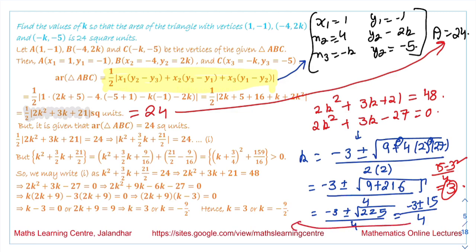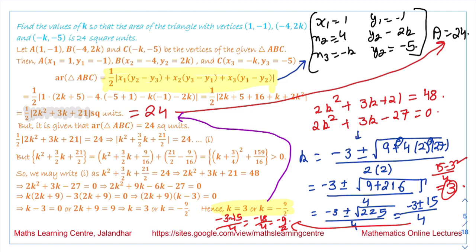So when we will consider the negative sign, the answer we will get is minus 3 minus 15 by 4, and that is minus 18 by 4, that is equal to minus 9 by 2. So we will have two values of k. One is k is equal to 3, and second is k is equal to minus 9 by 2. On substituting these values, you will get the answer as of the area, that is 24.